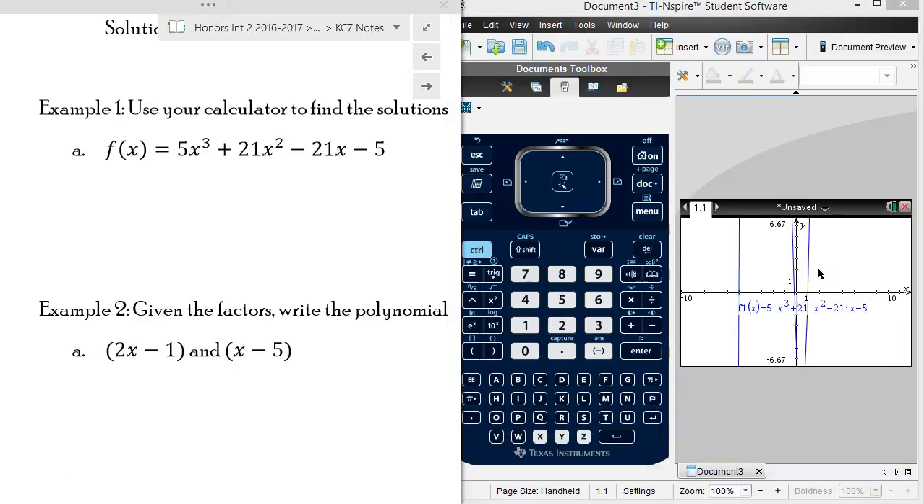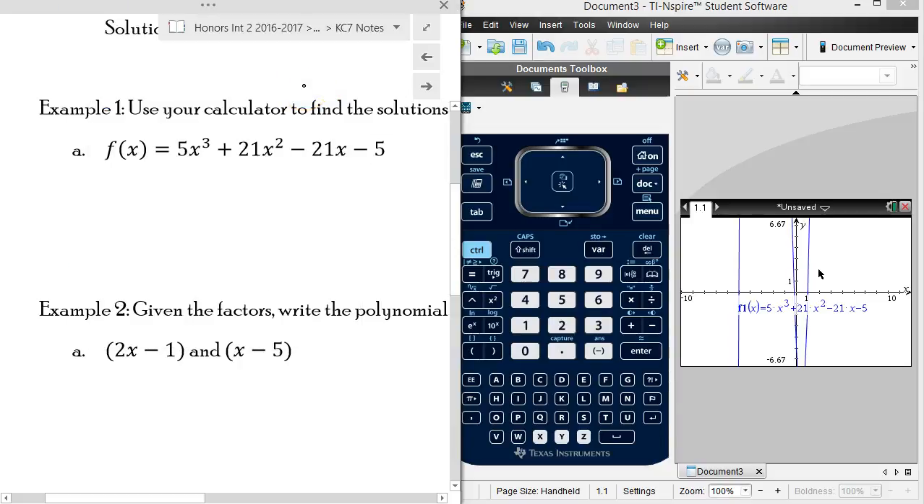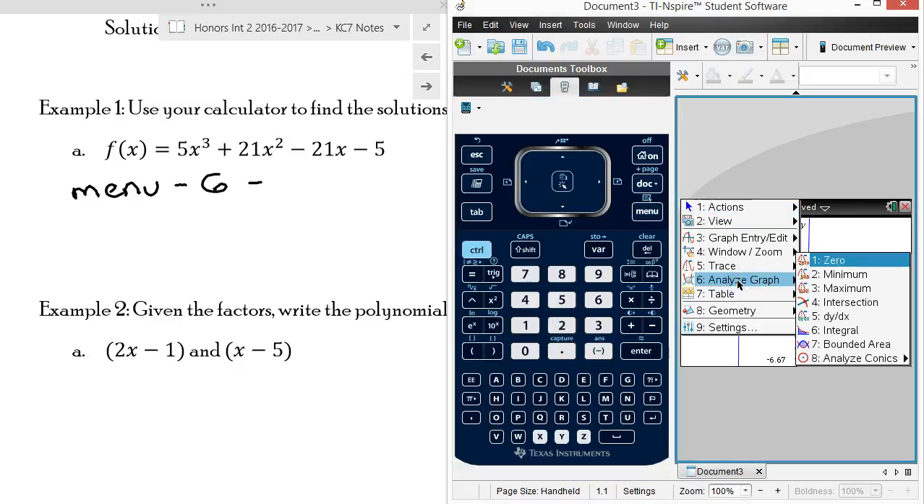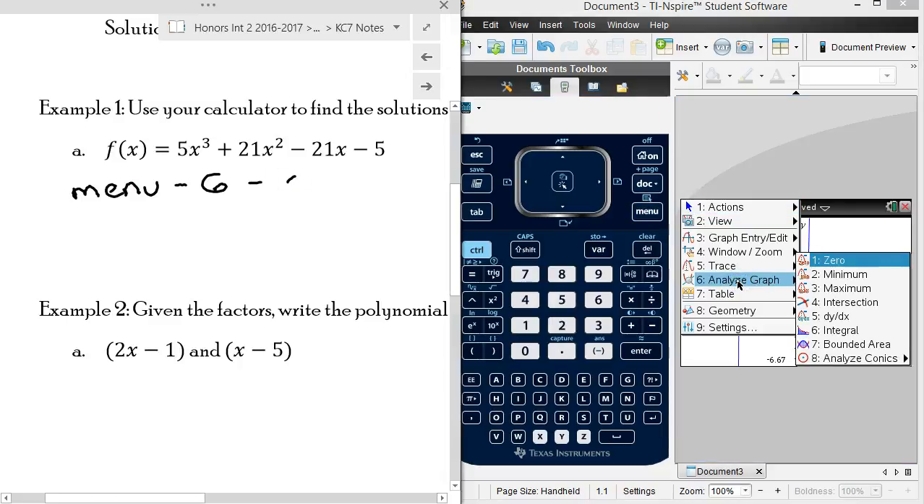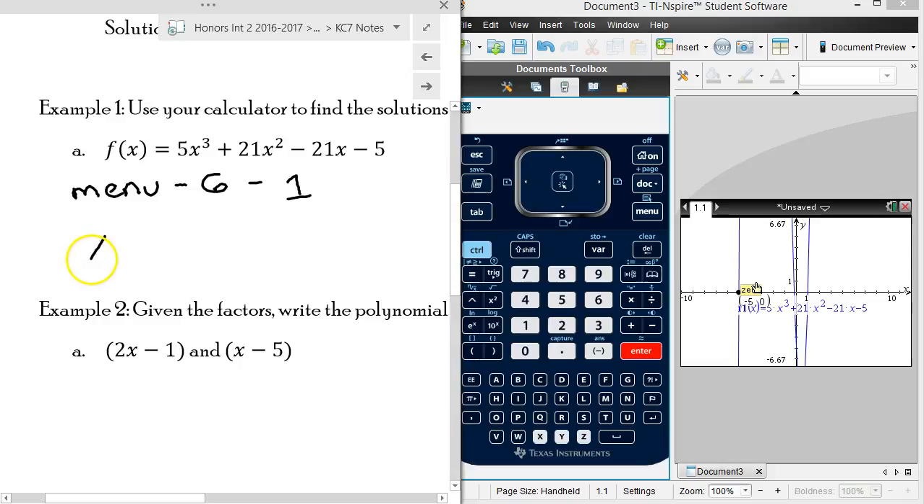So then in order to find these, all we do is menu, 6, analyze graph, kind of like what we did with minimums and maximums, and that first one is zero. So menu 6, 1, and just like before, it's just to the left of it and to the right of it. And even though it's a point, we're finding solutions, so we're going to write it as x equals -5.